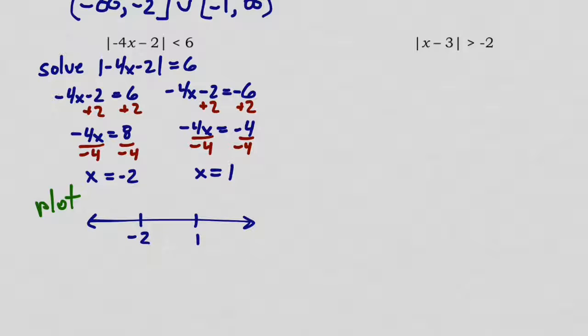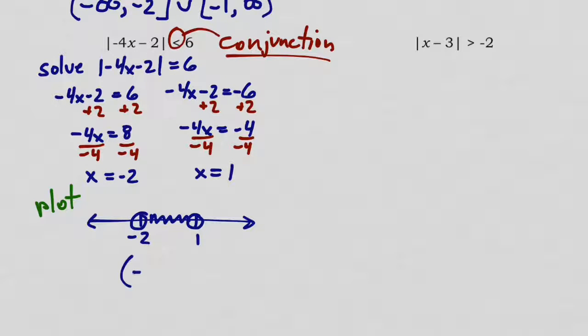And then looking at the original inequality, we see that it is a less than symbol. So we can think about, does that mean that we'll have the extremes or the in-between points? Since it's a less than symbol, we're going to have the in-between points, because less than corresponds to the idea of a conjunction. In this case, equality is not allowed, so I'm going to put open dots at the boundary points. And our solution in interval notation is (-2, 1), with parentheses on either side.